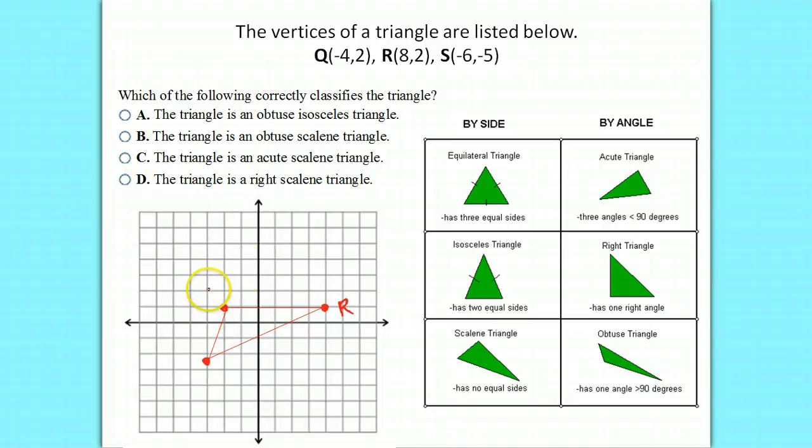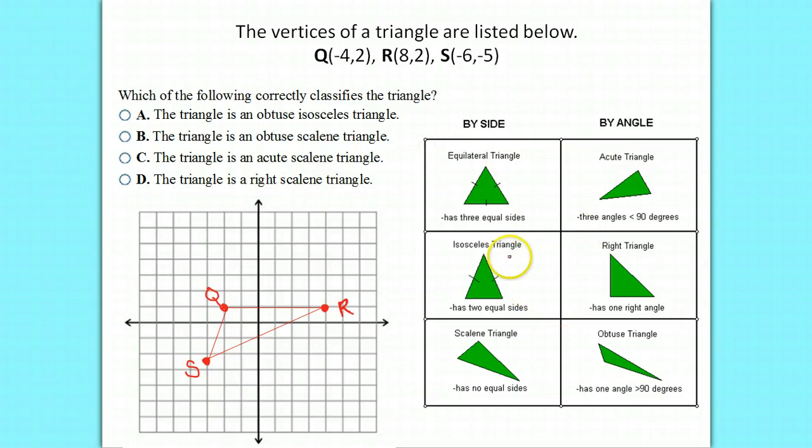So let's see, this was Q. Q is at -4, 2, but I'm starting at the origin and going -2, -4, and then +2. Each of these tick marks is 2. Okay, so the question says, which of the following correctly identifies the triangle?